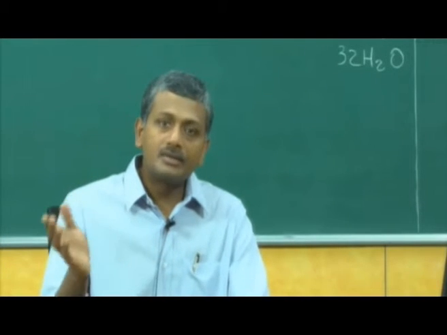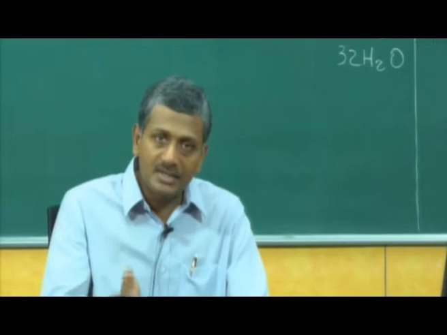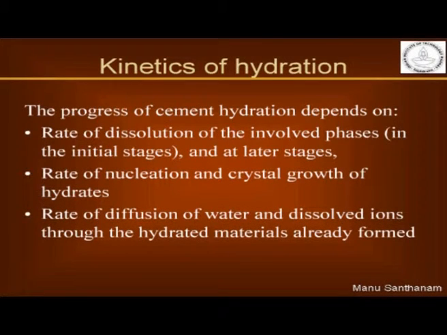That's why in sulfate resistant cement, we have lower C3A content and higher C4AF content as compared to ordinary Portland cement. So please remember that's a distinction between C3A and C4AF.